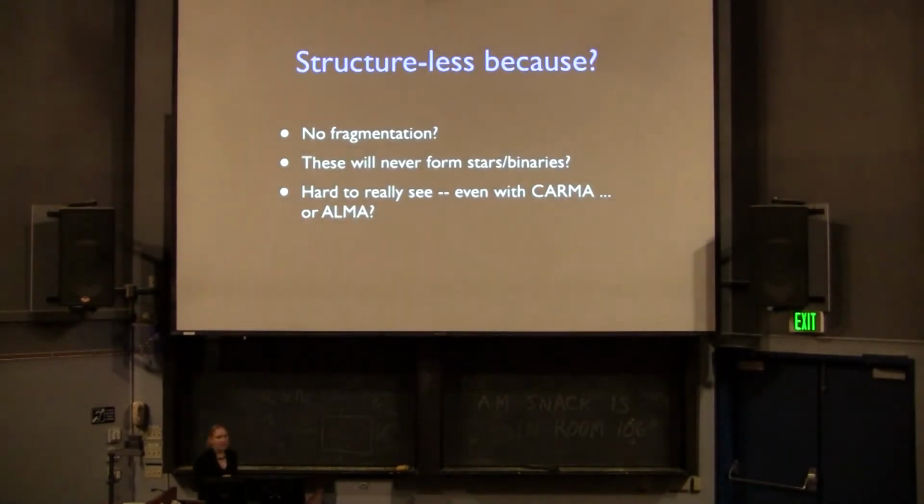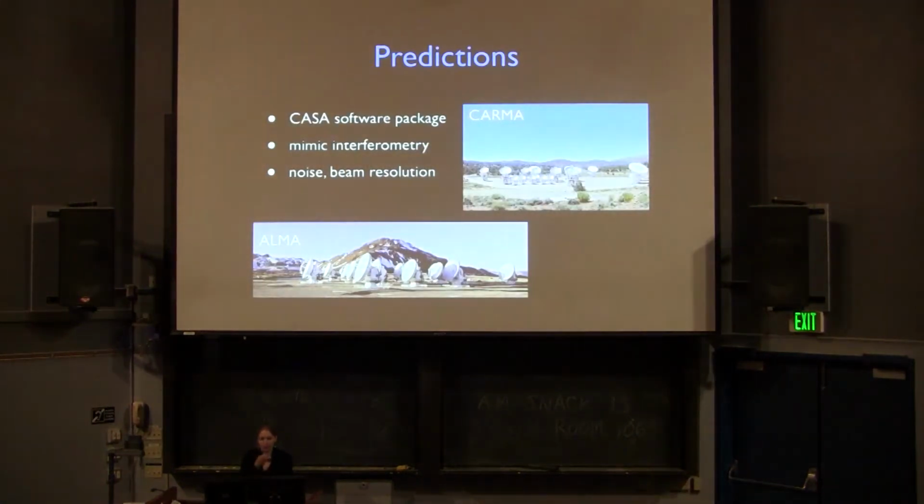So the question is, did he not see any structure in these cores because there is no fragmentation? Or is it because these particular cases will never go on to form stars or even binaries? Or is it just because this turbulent fragmentation picture is really hard to see at early times, even with KARMA or even possibly with ALMA? So in order to investigate this, I used the CASA software package to basically mimic KARMA and ALMA observations, including noise and beam resolution, to try and really reproduce his observations and make predictions.